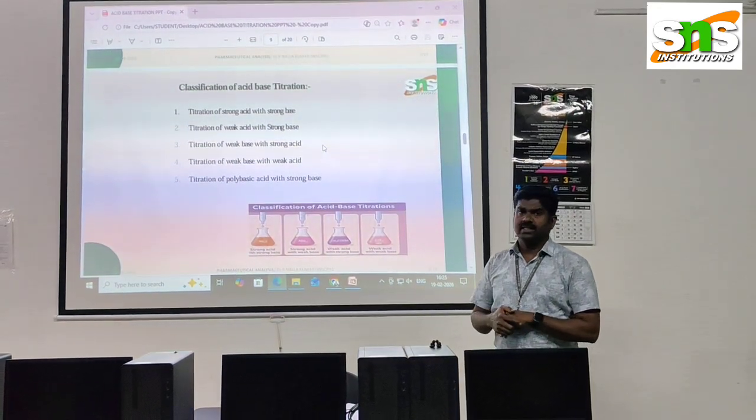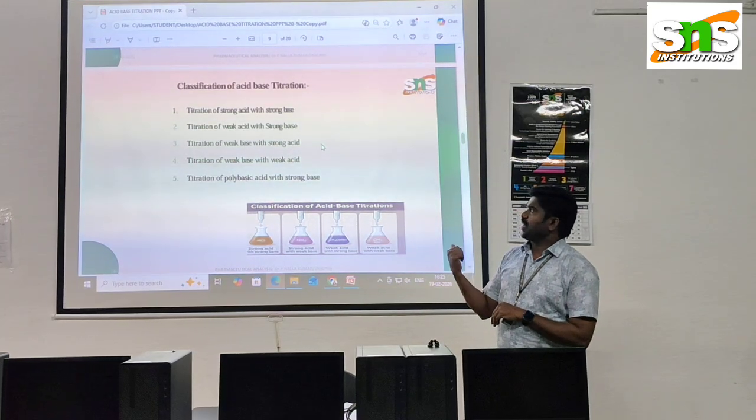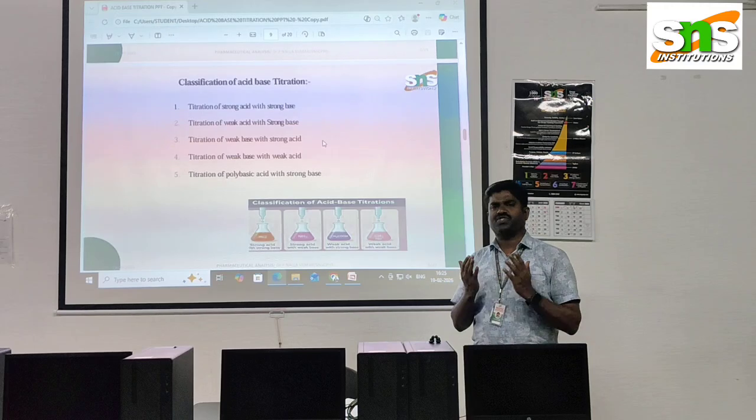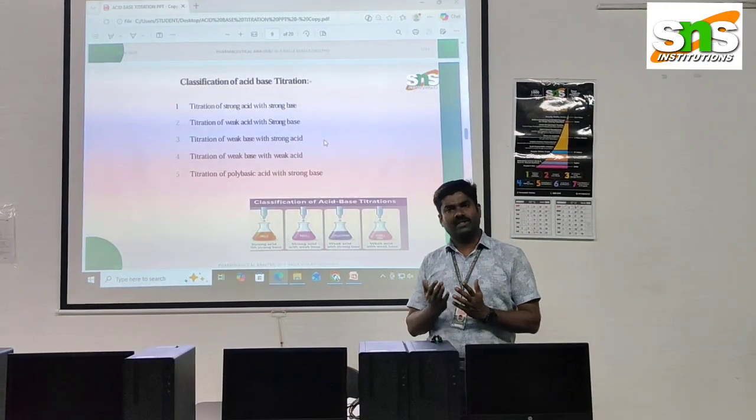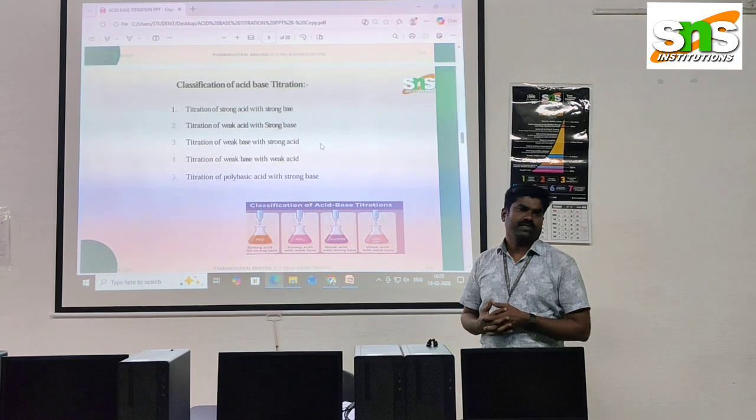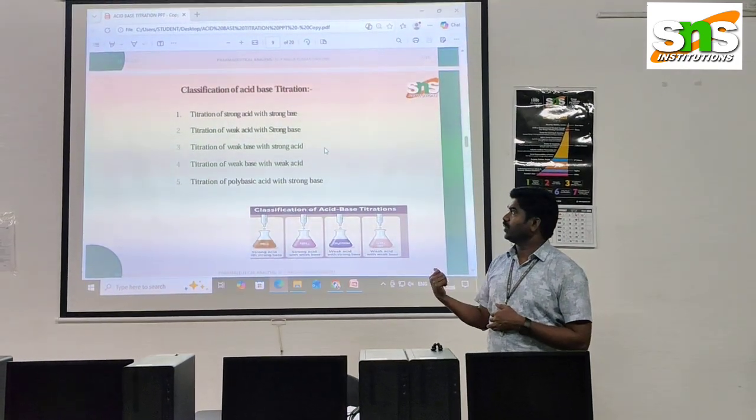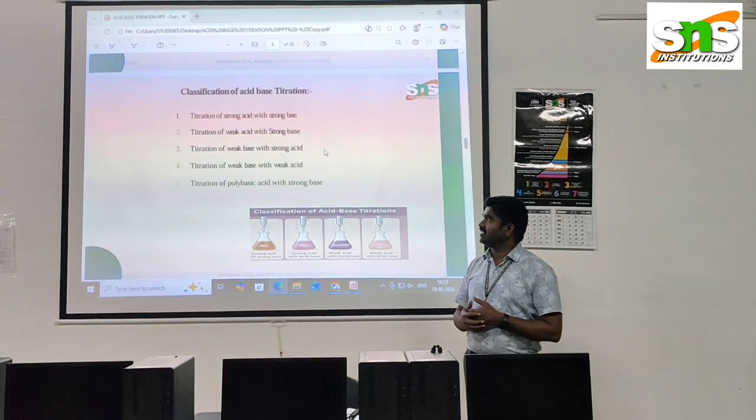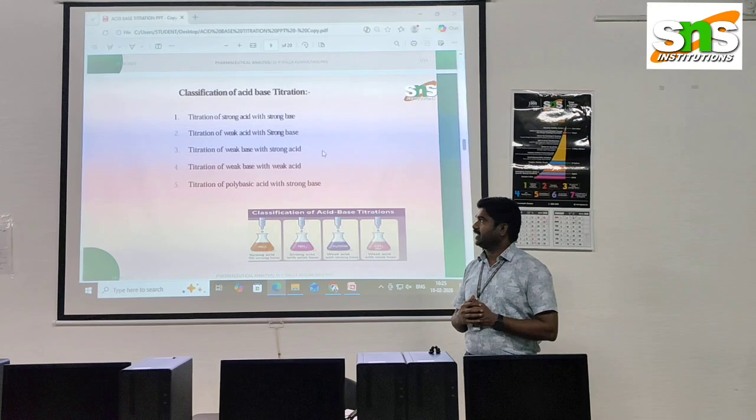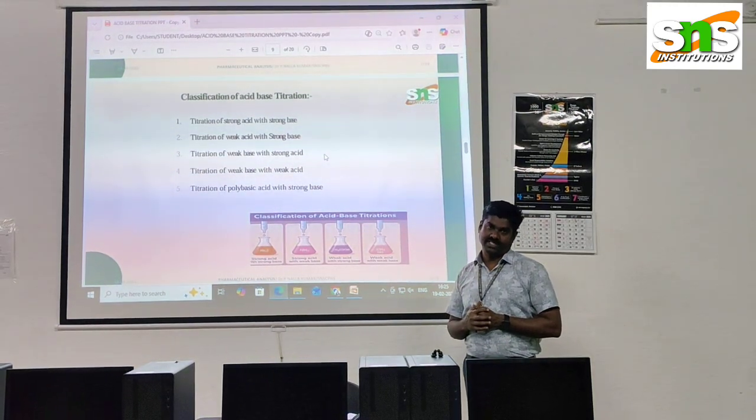Here, one by one we will see how the strong acid reacts with the strong base. When we allow a strong acid with a strong base, we are going to see how we get the neutralization curve in the first type. Then we will go to the weak acid versus strong base, then weak base versus strong acid. The fourth category is weak base versus weak acid, which you will see.